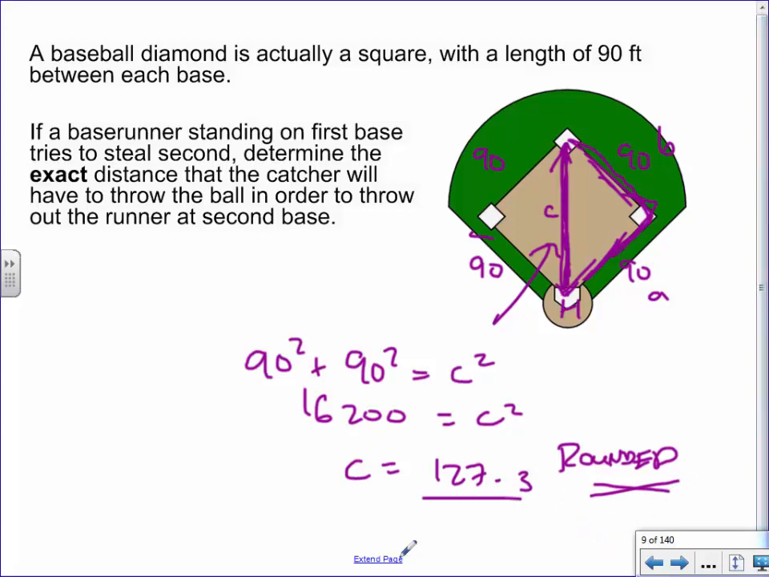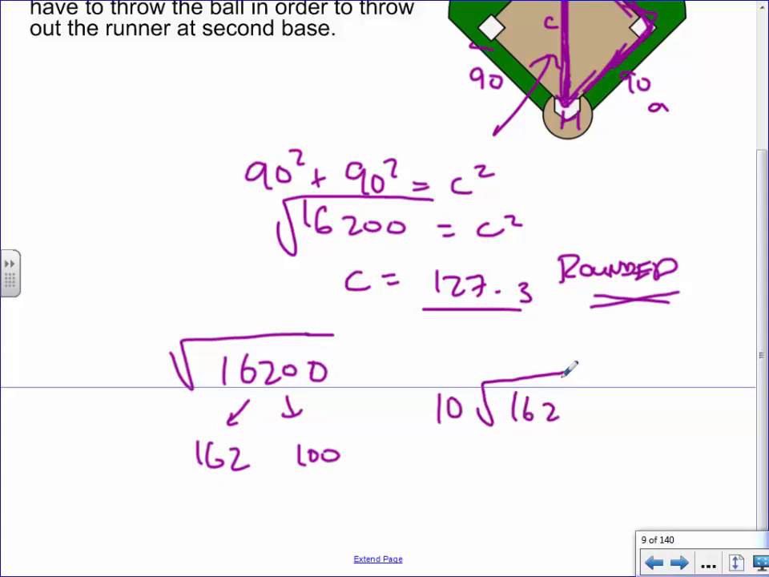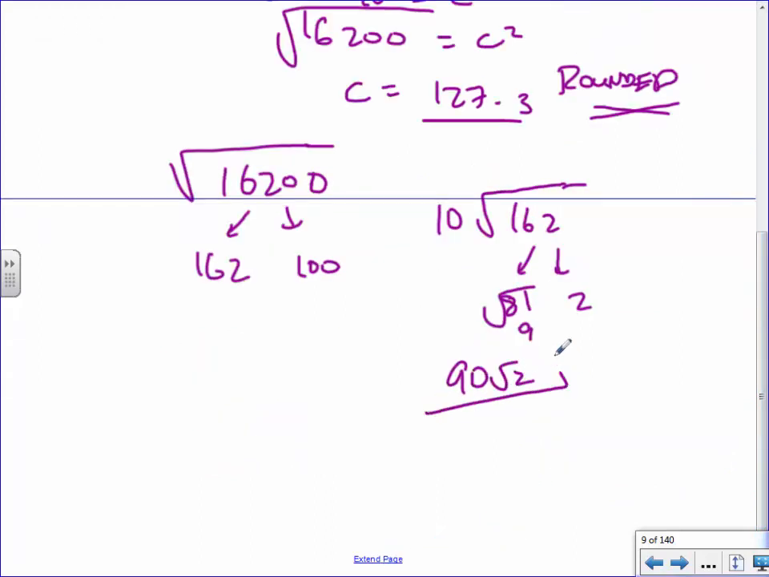So probably the better way of leaving it would be to say, when we square rooted this, remember how 16,200, you can break that down into smaller values? For example, I can break this up into 162 and 100. The reason I would break it up into 162 and 100 is that I can actually square root 100. 100 square roots to 10, so I could call it 10 root 162. I can actually do better than that. 162 breaks up into 81 and 2. Why did I pick 81 and 2? 81 square roots to 9. So the best answer for this would be 90 root 2. And this is considered to be an exact value.